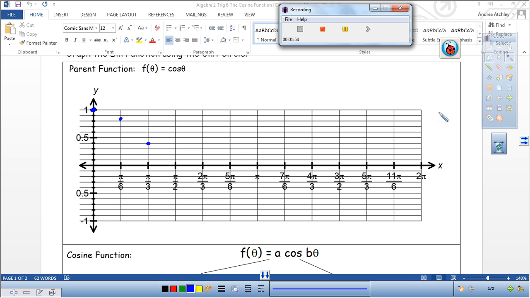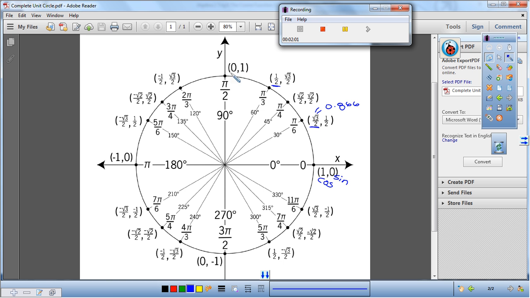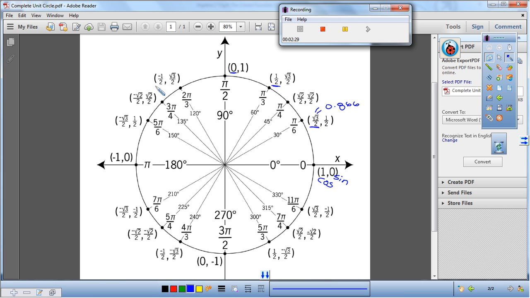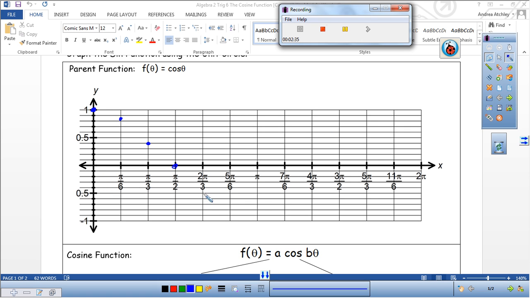At pi over 2, our cosine is 0. So we're going to graph 0. Terrell, at 2 pi over 3, what is our cosine? 2 pi over 3 would be half, and it is negative, right? At 2 pi over 3 is negative 1/2. So it's going to be down at negative 1/2.